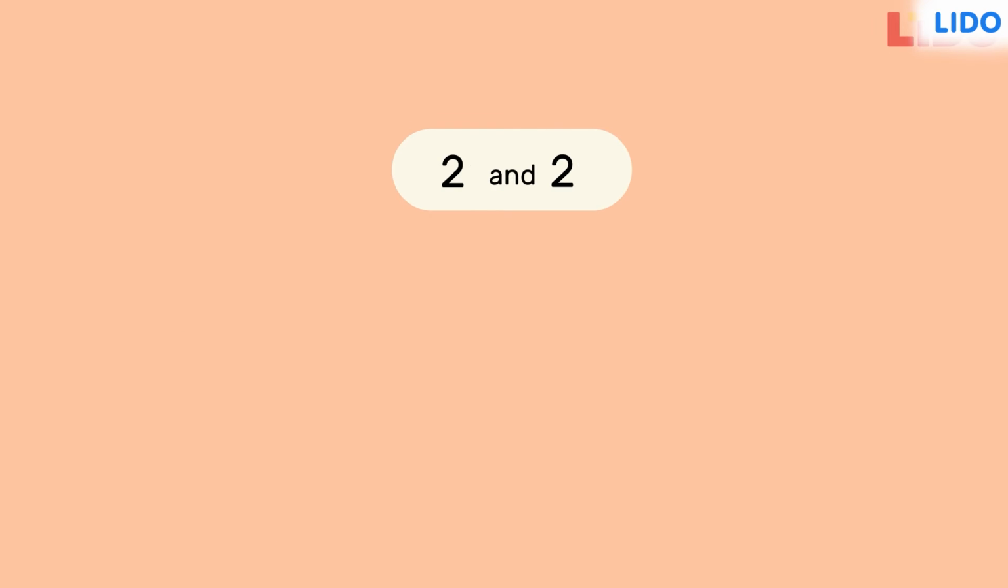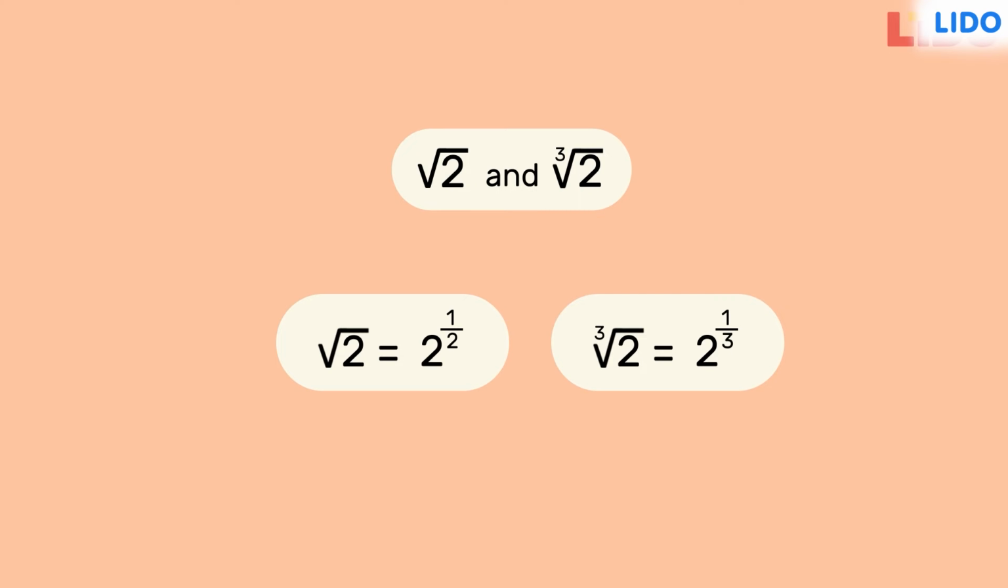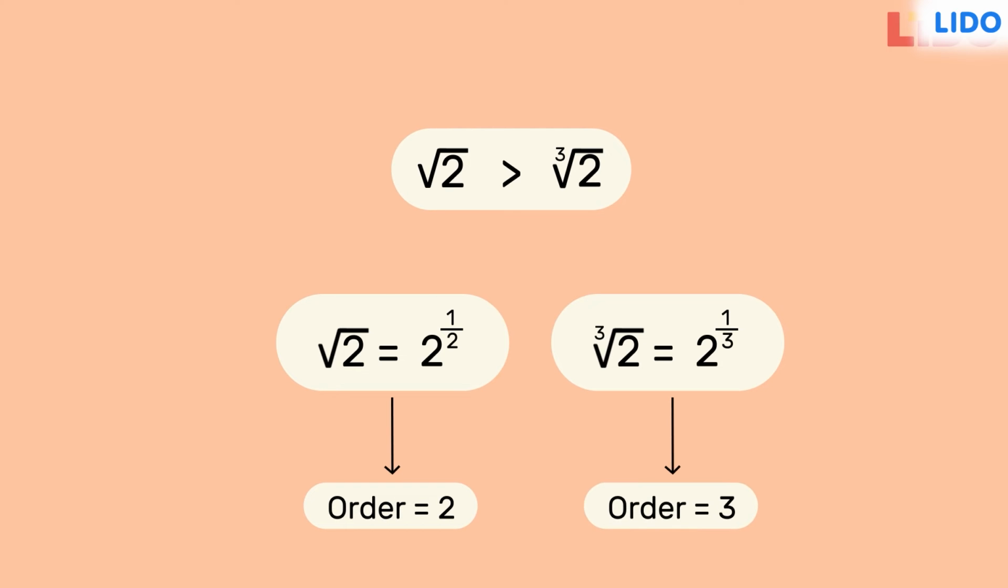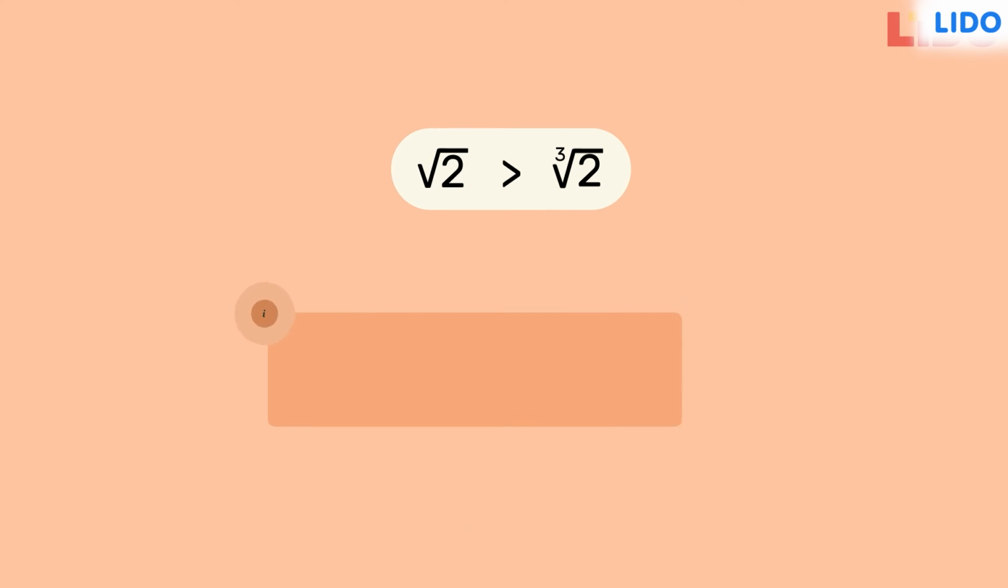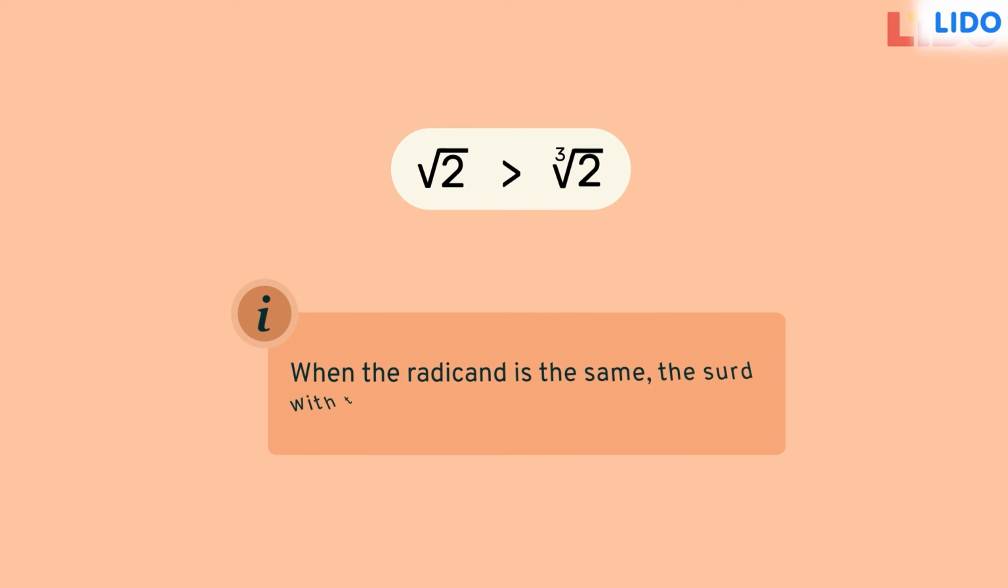Let's say we have root 2 and cube root 2. Root 2 is 2 to the power half and cube root 2 is 2 to the power 1/3. Since half is greater than 1/3, root 2 is greater than cube root 2. Now, root 2 has an order of 2 and cube root 2 has an order of 3. Here, it is the surd with the lower order, that is root 2, which is greater. So when the radicand is the same, the surd with the lower order is greater.